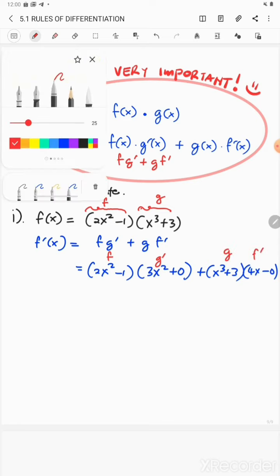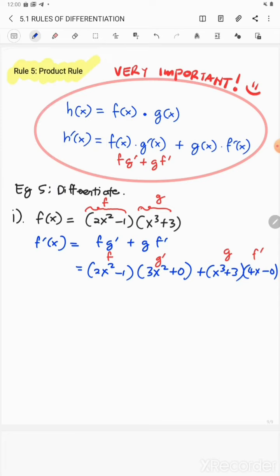So now we simplify. We get 2x to the power of 2 minus 1 multiplied by 3x to the power of 2, plus x to the power of 3 plus 3 multiplied by 4x. That's all. Please do not expand.